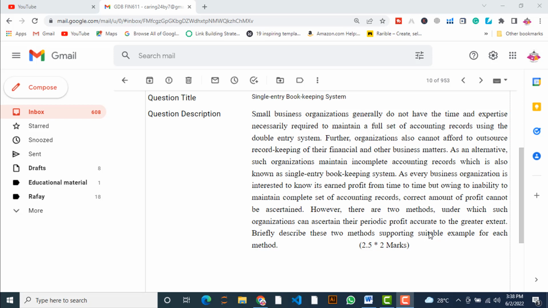There are two methods which help small business organizations ascertain their periodic profit to a great extent of accuracy. Briefly describe these two methods, quoting suitable examples for each method. So we are going to highlight the two methods which are used to determine the profit of a small organization. Each method has 2.5 marks and the total is equal to 5 marks. Let's move to our solution.